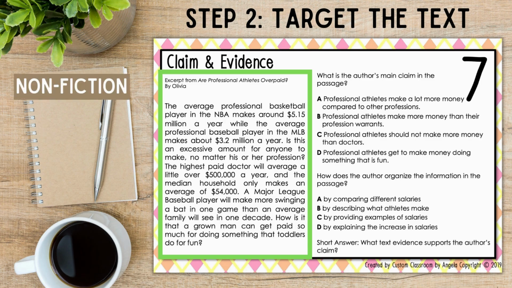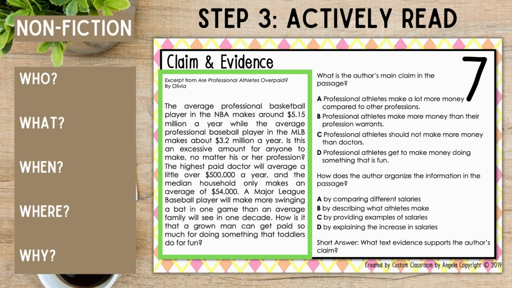So here we can see that this is a nonfiction argumentative essay. So for step 3, actively read, I would have students go back and reread and think about who, what, when, where, and why. Now we will look at who, which is professional athletes.